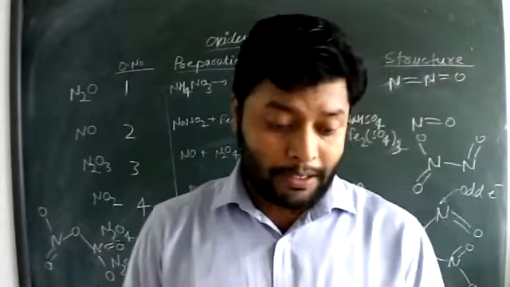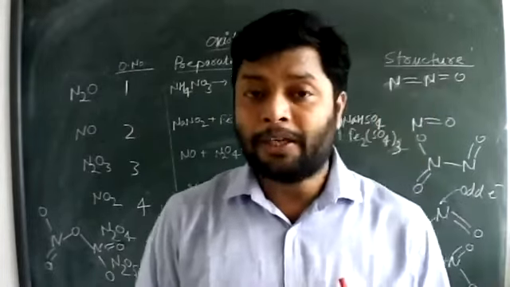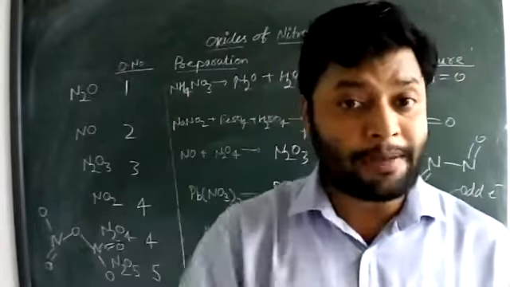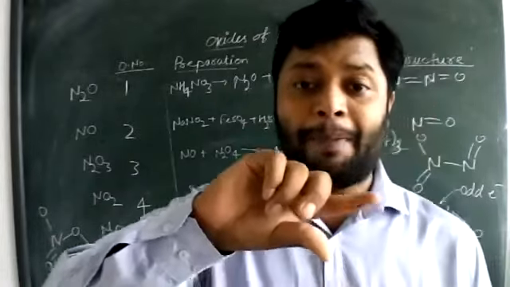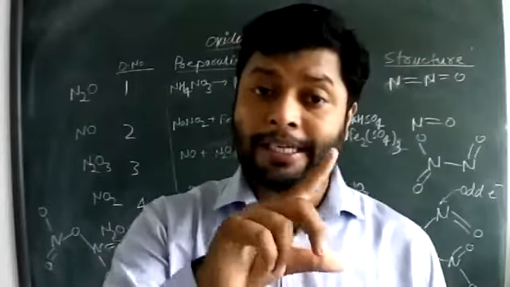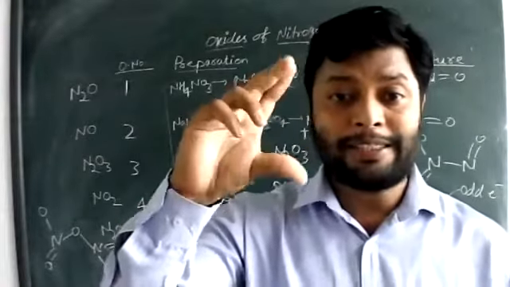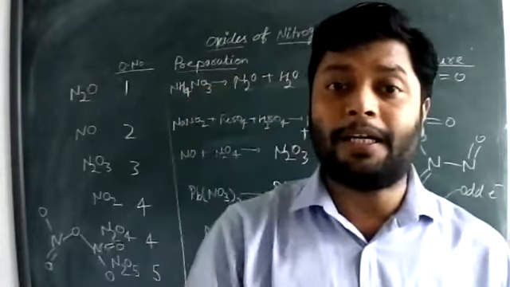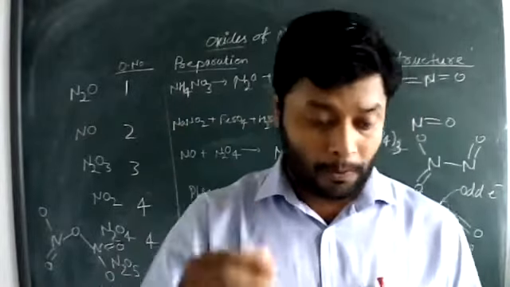Why does ammonia form hydrogen bond but PH3 does not? Because in ammonia, with the high electronegativity and smaller size of the nitrogen atom, the lone pair can easily participate and hydrogen can easily participate in the hydrogen bond. But in the case of phosphorus, the size is larger and electronegativity is smaller. So phosphine cannot form hydrogen bond with any other molecule.